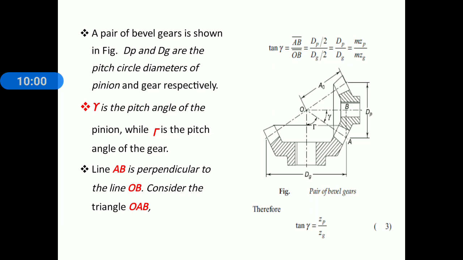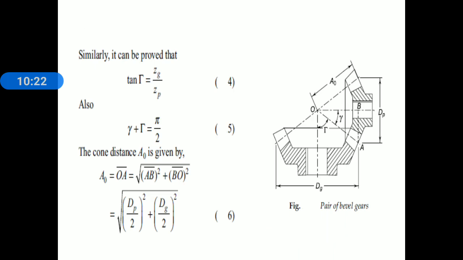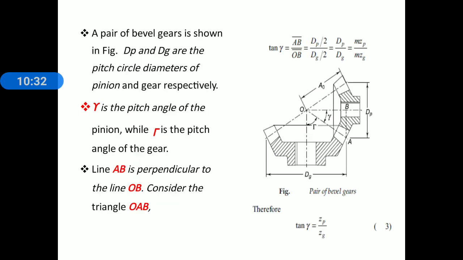Remember this: gamma is the notation used for the pinion, and that is called the pitch angle, and lambda is the notation used for the gear, as clearly shown in this sketch. Tan gamma is equal to Zp divided by Zg, and using this relation we get the pitch angle for the pinion. Similarly, we find the pitch angle for the gear: tan lambda is equal to Zg divided by Zp, number of teeth on the gear divided by number of teeth on the pinion. Tan gamma is equal to Zp by Zg, that is equation number 3.